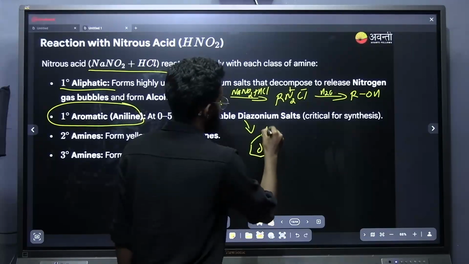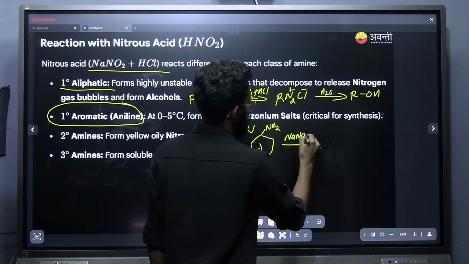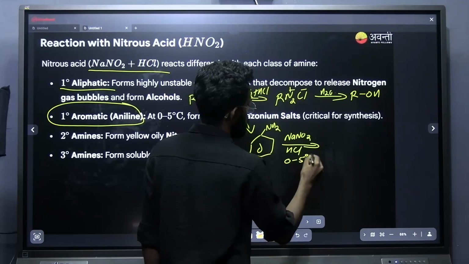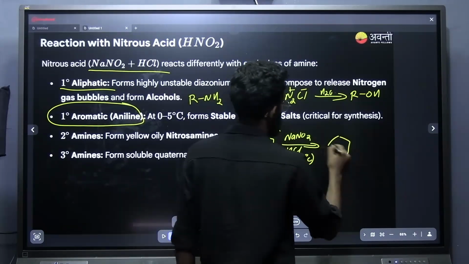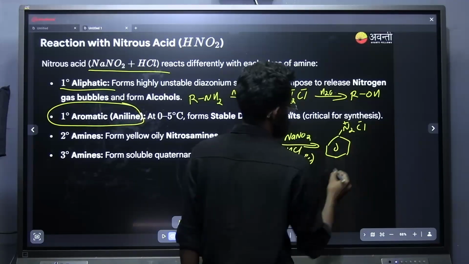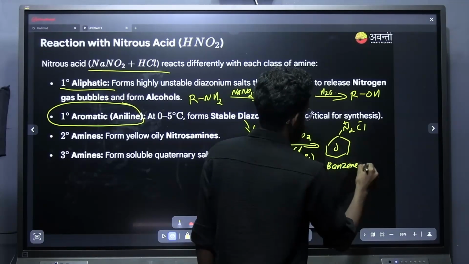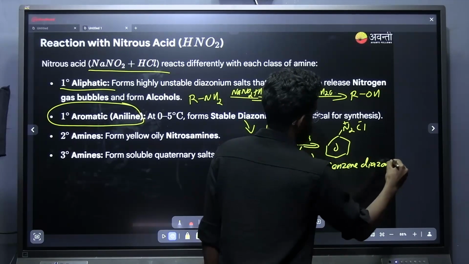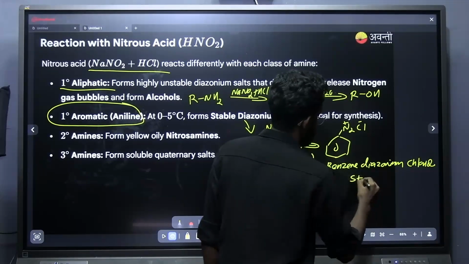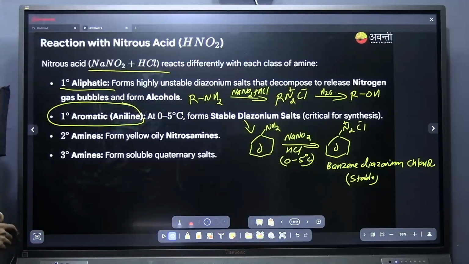Primary aromatic amine, that is NH2, aniline. If I am taking aniline, which on treating with NaNO2 and HCl at 0 to 5 degrees Celsius, what will I be getting? I will be getting benzene diazonium chloride, N2Cl, and this salt is stable. It is stable under 0 to 5 degrees Celsius temperature.